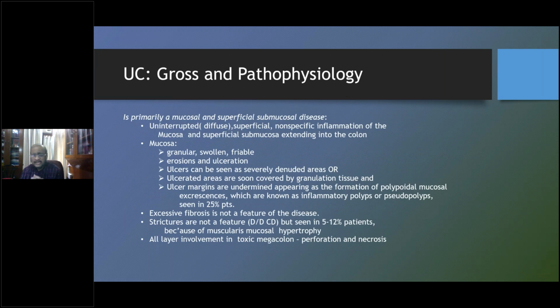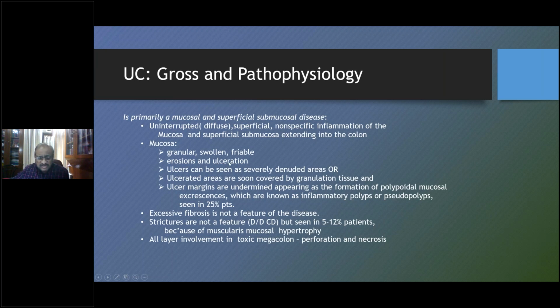Looking at the gross pathology and pathophysiology, it's primarily, we said, mucosal and superficial submucosal. We already said that. What do you find? You find an uninterrupted superficial non-specific inflammation of the mucosa and the superficial submucosa extending into the colon starting from the rectum. And how does the mucosa look? It is granular, it is swollen, it is friable. There are erosions in it, and there are frank ulcerations.